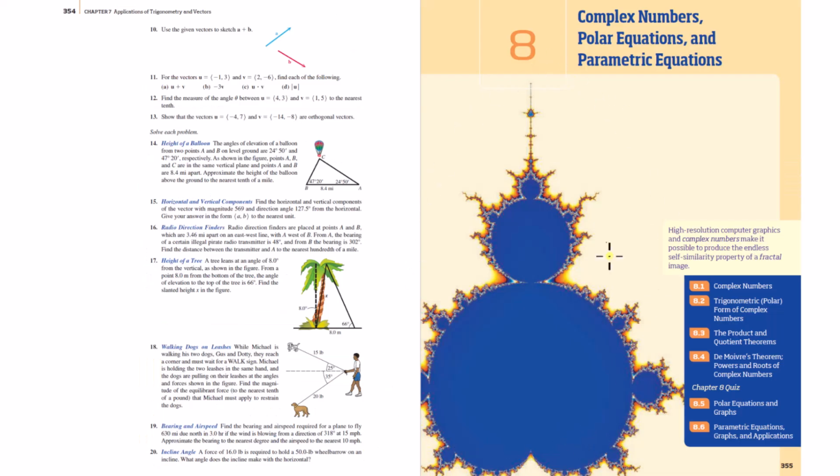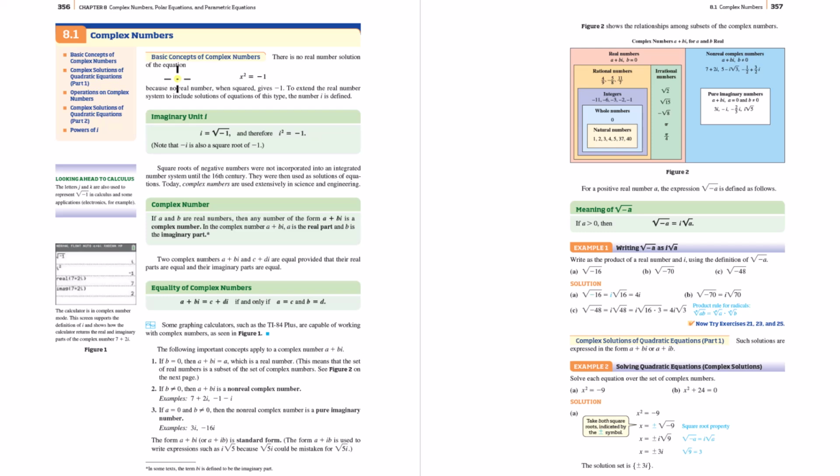Here's the opening image for this chapter. It says, high-resolution computer graphics and complex numbers make it possible to produce the endless self-similarity property of a fractal image. Interesting. So these are fractals within this image. And there's a way to view fractals from the perspective of complex numbers. So we'll come back to this in the upcoming videos. Okay. So again, a lot of this stuff you're going to be familiar with from algebra. However, mixed in is going to be brand new information as well.